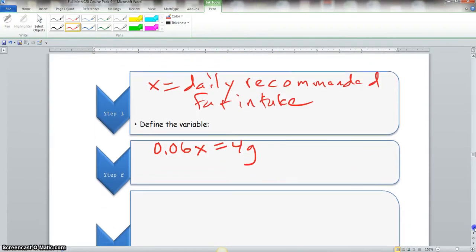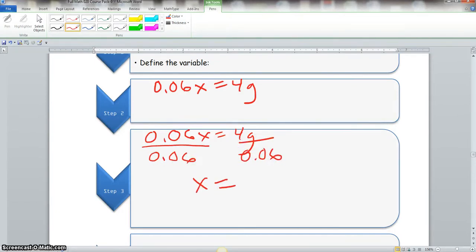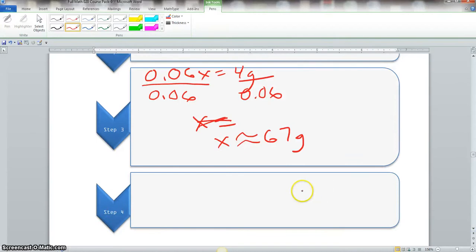So now we go through and solve. So we will have 0.06x is equal to 4 grams. Then we divide each side by 0.06. And x is equal to, now we have to take 4 divided by 0.06. And that will give us, actually, it's going to give us a long decimal, but we're going to approximate it to the nearest whole number. So it'll be basically x is approximately 67 grams, because you're going to get 66 and a lot of 6s.